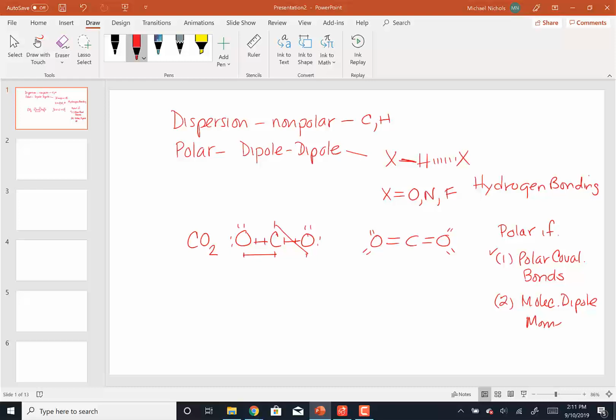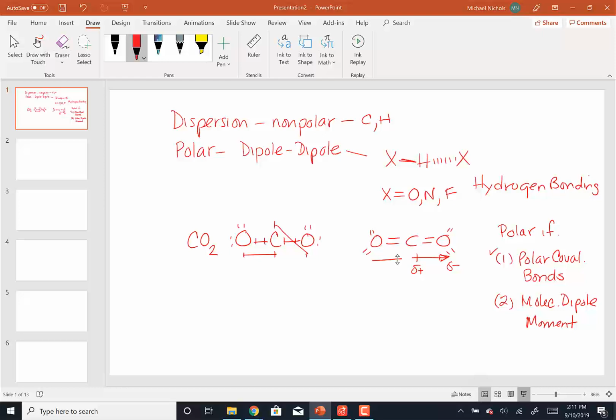So what does that mean? Basically what that means is that we're going to draw bond dipole moments for each of the polar covalent bonds. So for instance, for carbon, the bond dipole moment would look like this. Now I usually put a plus charge. That means that the carbon is delta plus and the oxygen is delta minus. The head of the arrow is delta minus. The end of the arrow is delta plus. So the carbon's delta plus and the oxygen's delta minus.